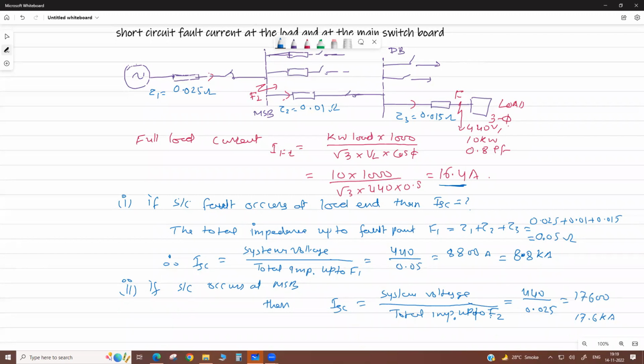So as we come upstream, meaning near to the source, the fault level is high. Downstream, the fault level is reduced because the series impedance is increased, okay.